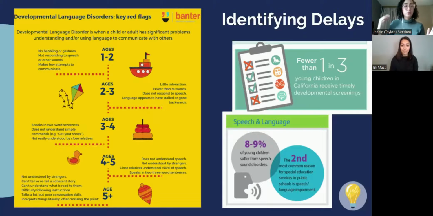So there's 2/3 of children that are missing out, falling through the cracks, and not getting identified early enough, not getting those supports early enough so they can get the language, whatever that might look like, whether it's sign or vocal, whatever it is, they need to get that support. Again, 8 to 9% of young children suffer from speech and sound disorders.